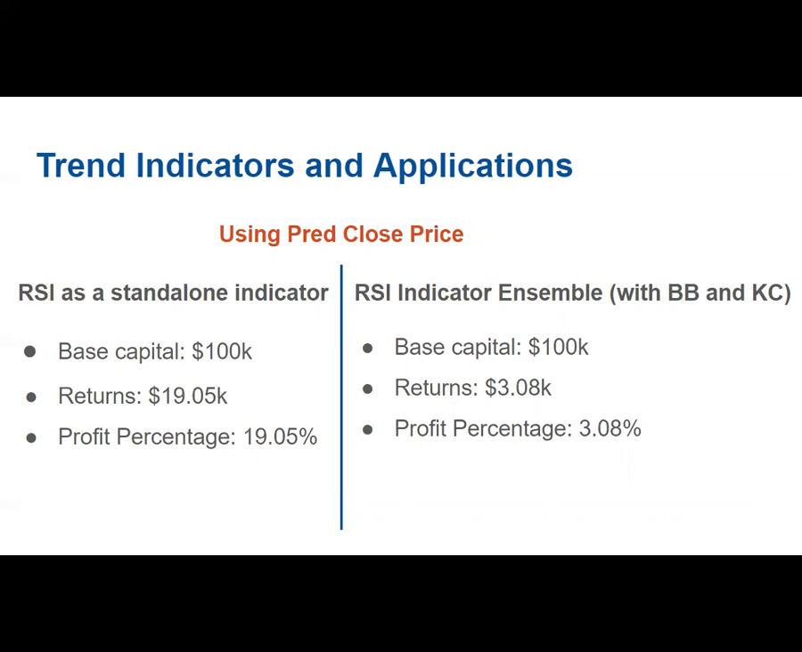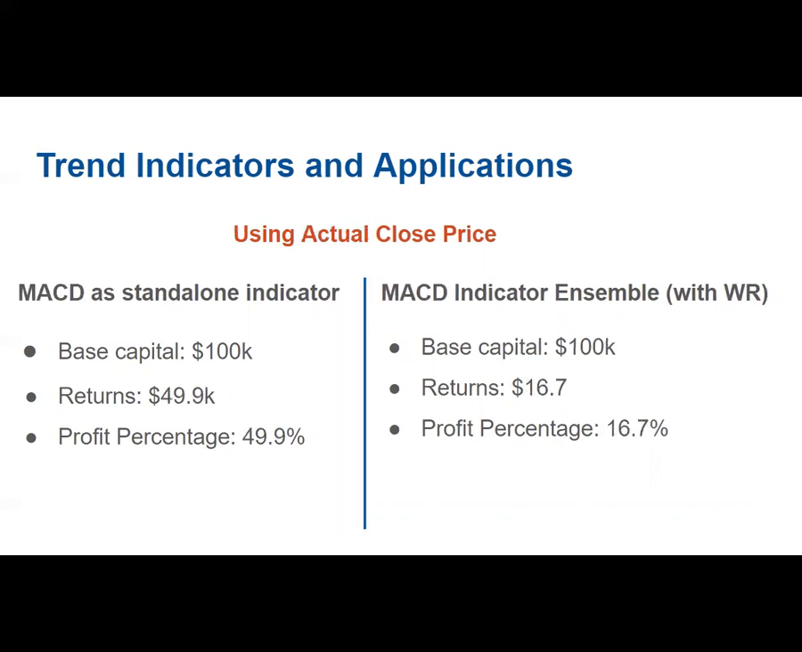However, when the predicted close price as returned from the FE-GRU model was used, the following results are as shown. The RSI standalone indicator returned a profit percentage of 19.05%, which is double that of the actual closing price, while the RSI indicator ensemble only returned a profit percentage of 3.08%.